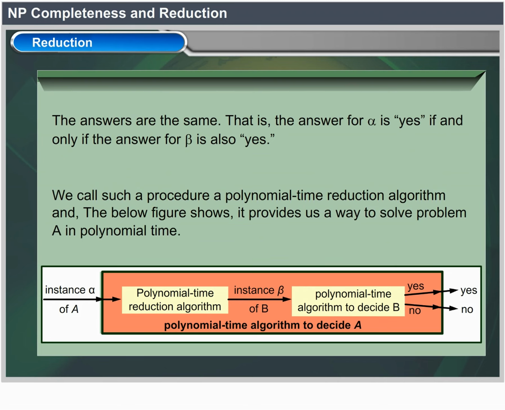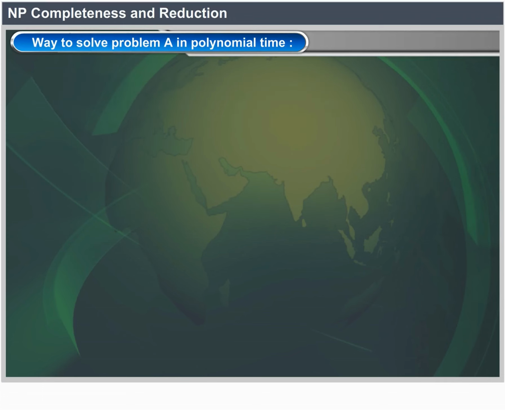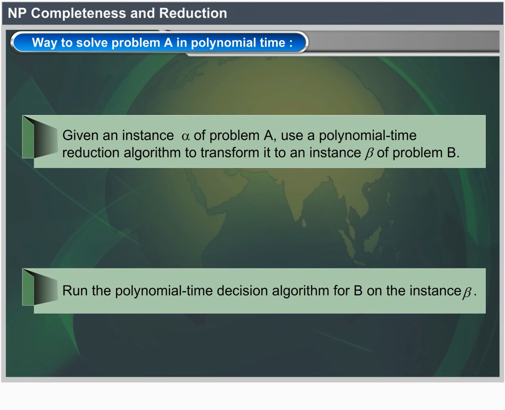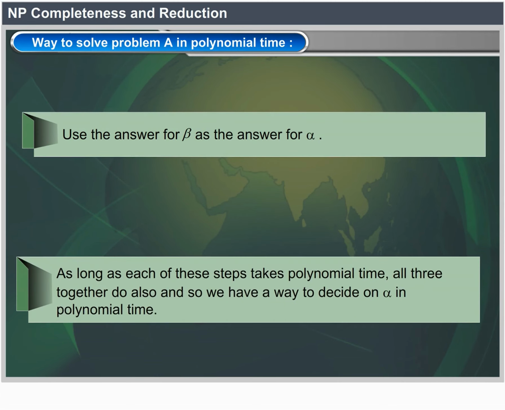Way to solve problem A in polynomial time. Given an instance alpha of problem A, use a polynomial time reduction algorithm to transform it to an instance beta of problem B. Run the polynomial time decision algorithm for B on the instance beta. Use the answer for beta as the answer for alpha. As long as each of these steps takes polynomial time, all three together do also, and so we have a way to decide on alpha in polynomial time.